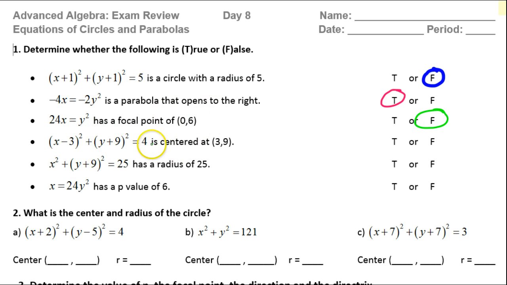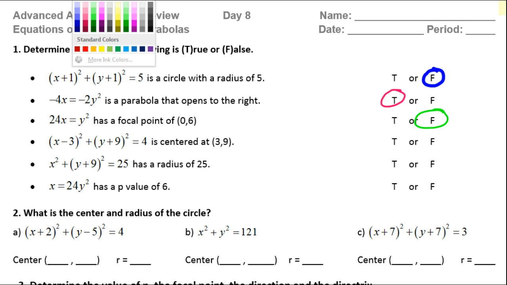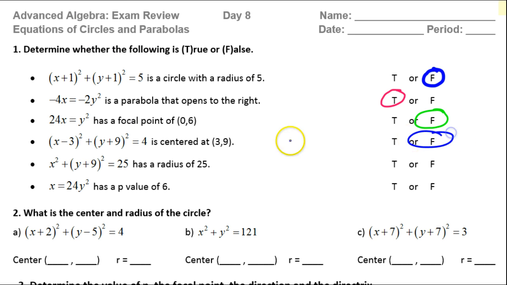All right, look at this one. They're saying the center is 3, comma 9. Opposite of this, uh-oh, they messed up. So this one is false. It should be the opposite of this and the opposite of this. So it should be positive 3, comma negative 9.